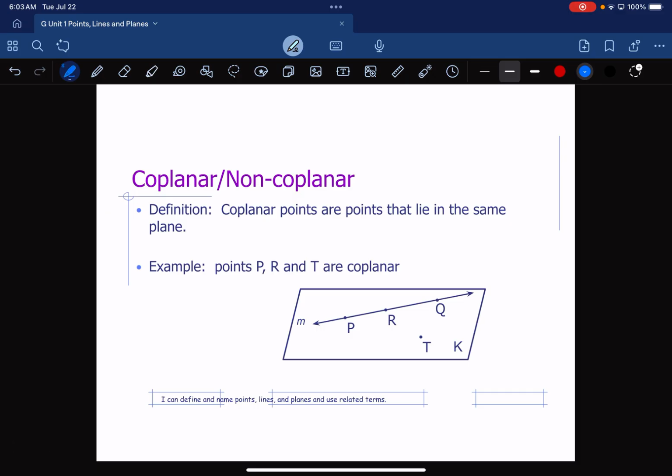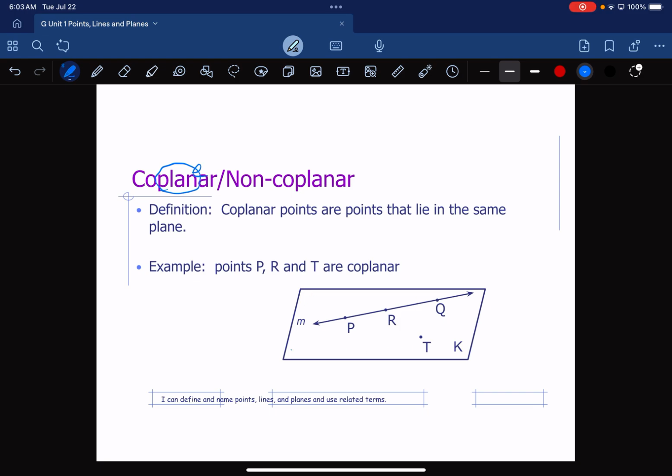Coplanar, non-coplanar is just like collinear and non-collinear, except with a plane. Coplanar points are points that lie on the same plane. So P, R, and T down here are coplanar. And with these, I'm not going to trick you by saying, well, T is slightly above the plane. You just can't tell in the drawing. We wouldn't do that to trick you in some way.